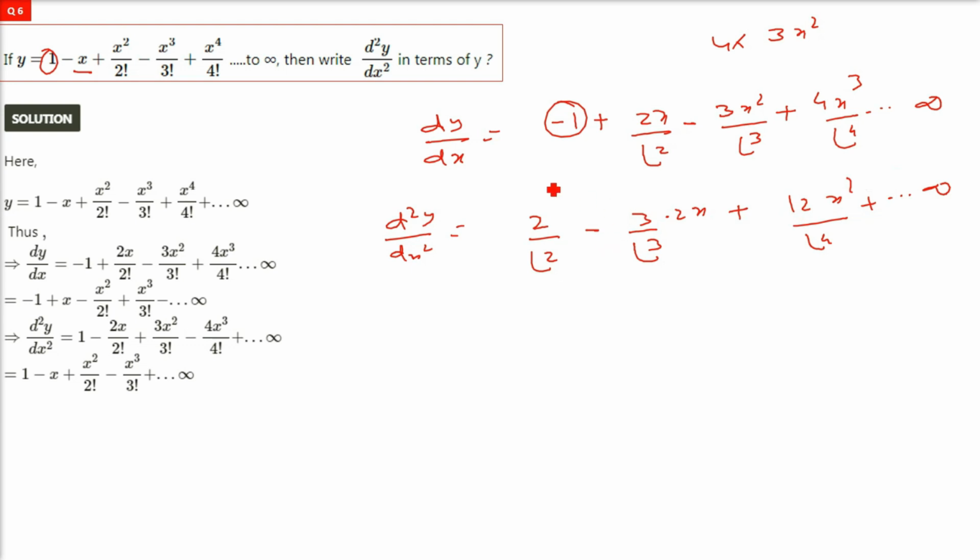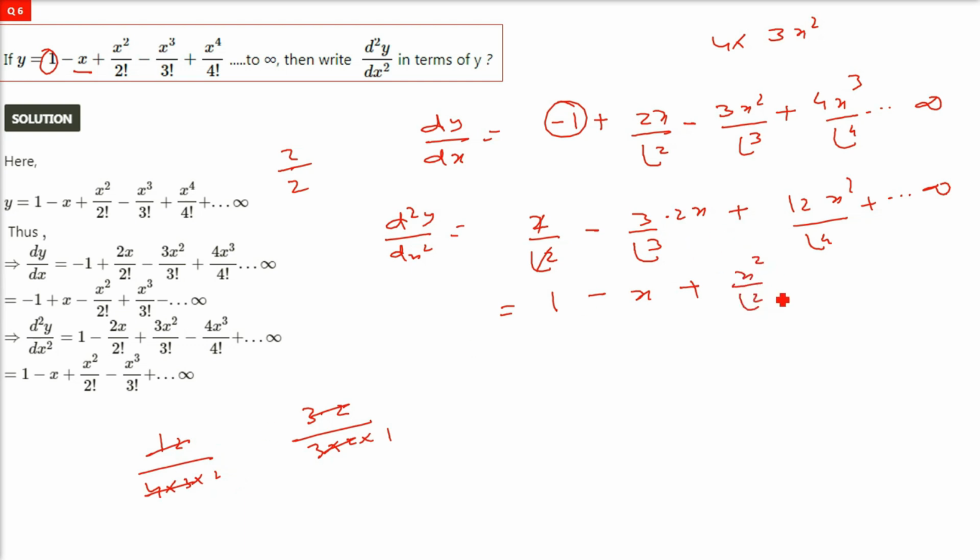Okay. Now what do you see here? We have to write it in terms of y. How are we going to get y? Because this is a series. But if you see it very closely, 2 by factorial 2 is what? 1. This is the first term in y. Just write it. 3 into 2 divided by factorial 3, factorial 3 is 3 into 2 into 1. So it's just the same. That is only x will remain, negative x. What about 12 by factorial 4? 12 divided by factorial 4 is 4 into 3 into 2. So 4 threes are 12, you get it cancelled, it will be 1 by 2. That is, you can just write it as x square by factorial 2. And this goes on and on. And what is this term? This is nothing but y from where we started. So d2y by dx2 is nothing but y only. So d2y by dx2 in terms of y is equal to y.